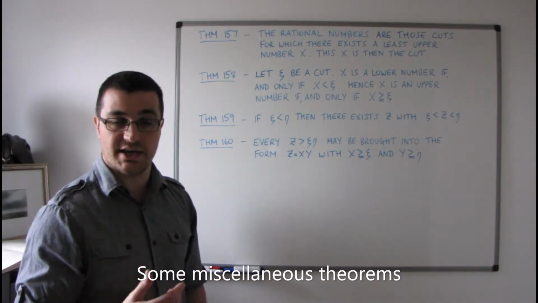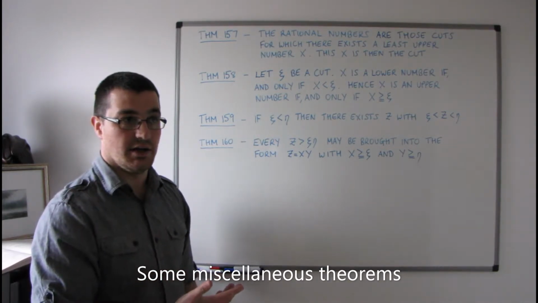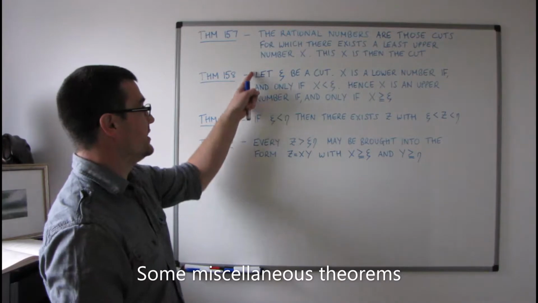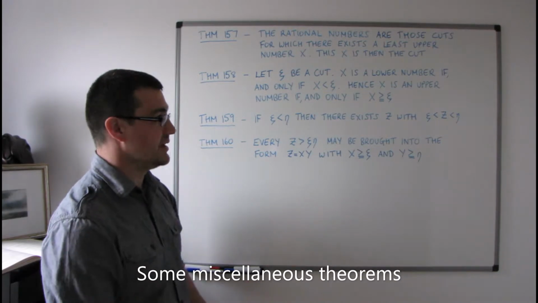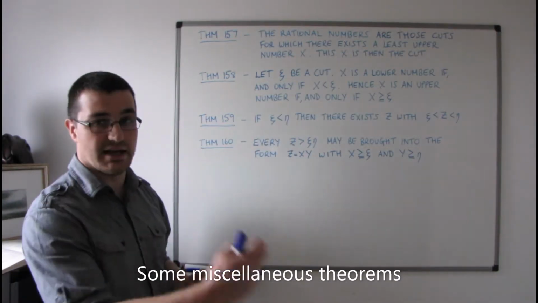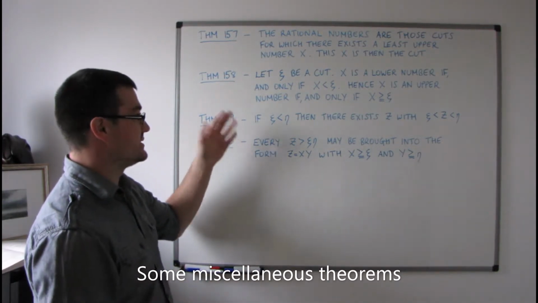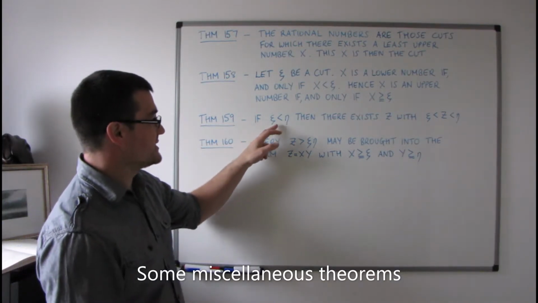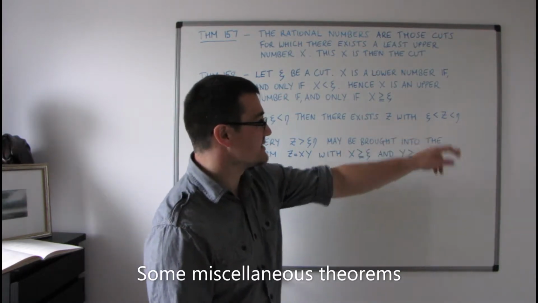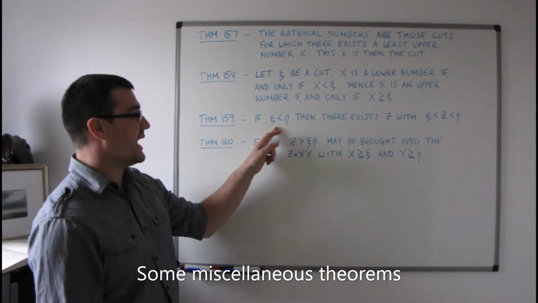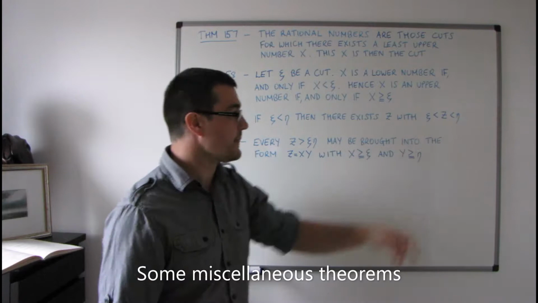There still might be occasions where you need to refer to rational numbers in the old sense, but through this it becomes less of a necessity for you to do that. You are a bit more freed up and able to interpret things more in the new sense of rational number and integer as well. Theorem 159, if psi is less than eta, then there exists z with psi less than z less than eta. So between any two cuts, there is always a rational cut.